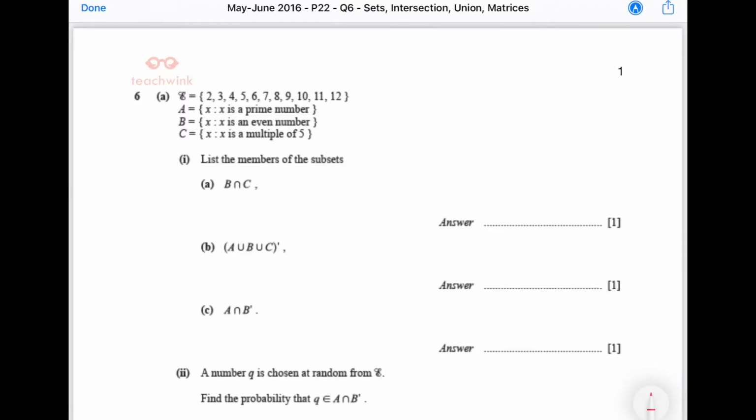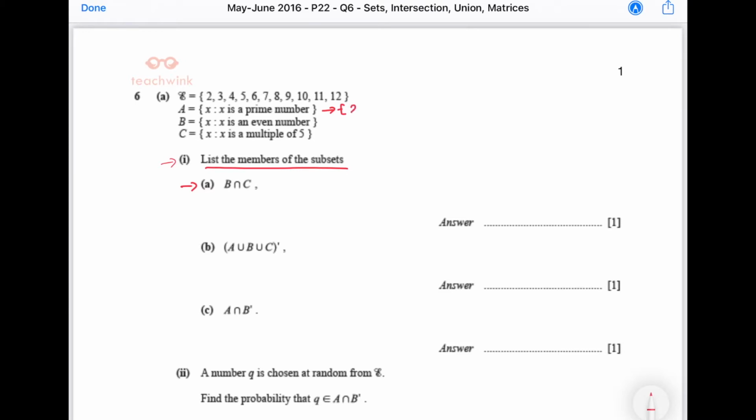So let's start. In question 6a, they've given us a universal set with the elements 2, 3, 4, 5, 6, 7, 8, 9, 10, 11 and 12. A has all the prime numbers, B has all the even numbers and C has all the multiples of 5. Part a1, a says to list the members of the subset B intersection C. That means we don't have to write down the number of elements, rather we have to list down the members. So first let's put down all the elements inside these sets.